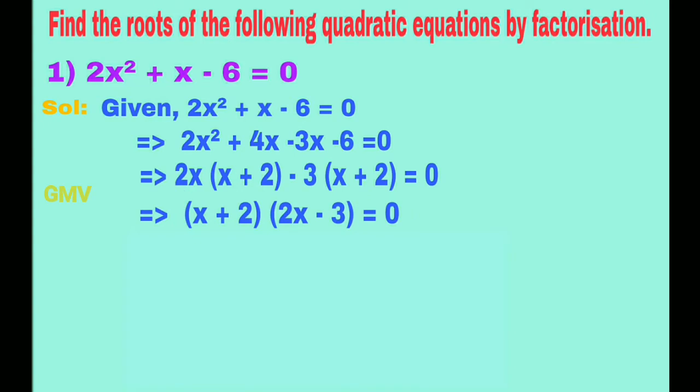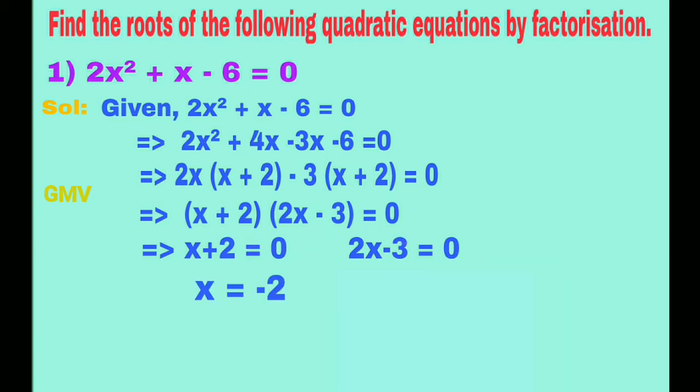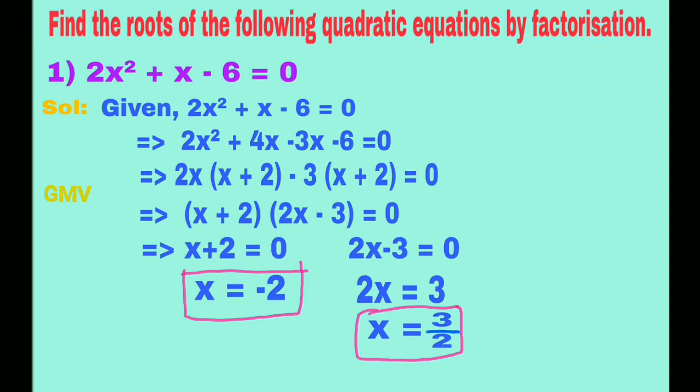Now x plus 2 is equal to 0, or 2x minus 3 is equal to 0, because if the product of any two expressions is 0, then either this one is 0 or that one is 0. In the next step, x is equal to minus 2, because 2 is transposed to RHS, it becomes negative. Here 2x is equal to, we get plus 3. Now x is equal to 3 divided by 2.